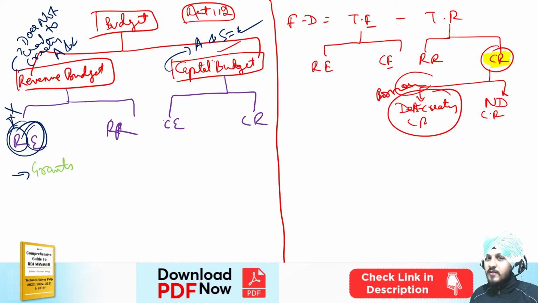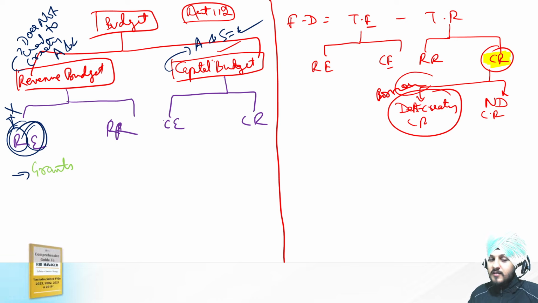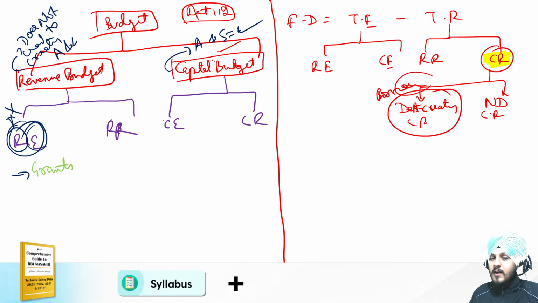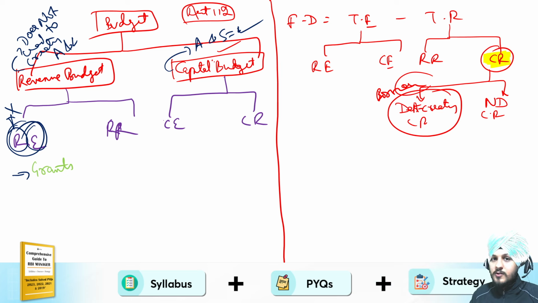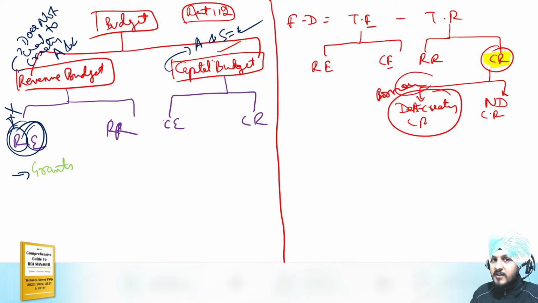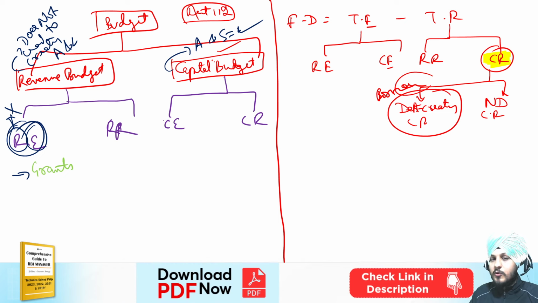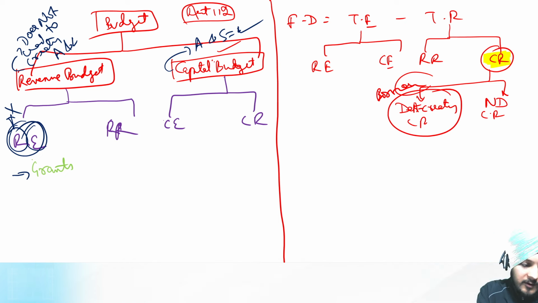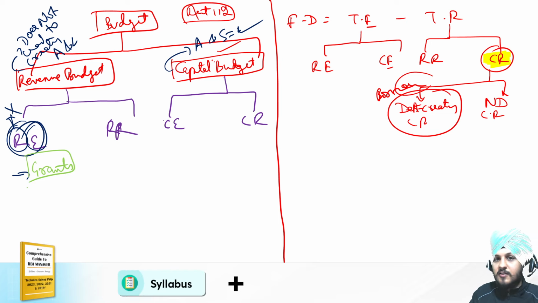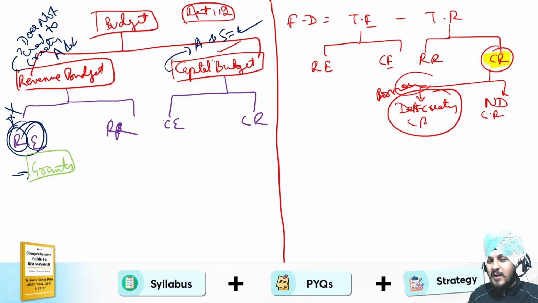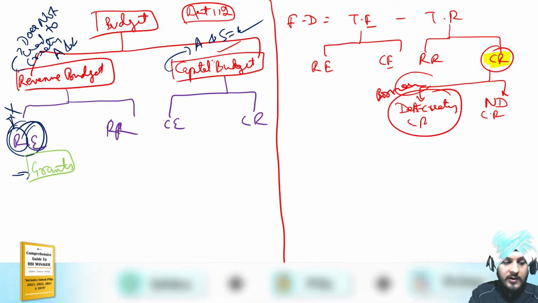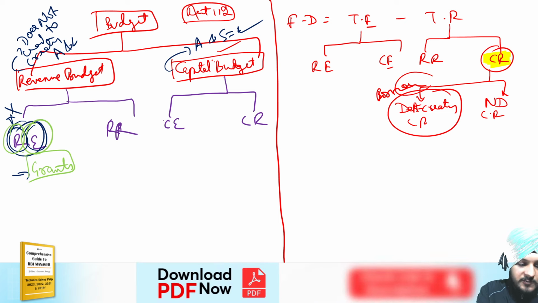Now you would say that when the grants are given to a state government, then the state government can buy some assets in the form of machinery, etc. from it. But that is not what we are talking about. We are talking about the direct creation of assets and liabilities, not the indirect creation. So if the central government is giving a grant to the state government, that is not directly leading to the creation of assets and liabilities. So it is a part of revenue expenditure.